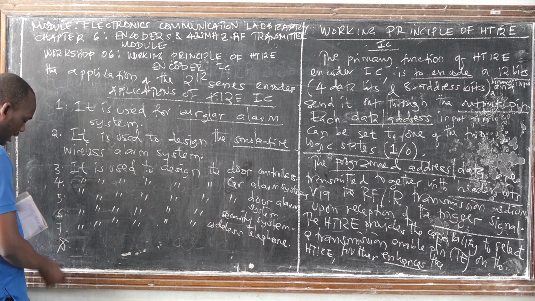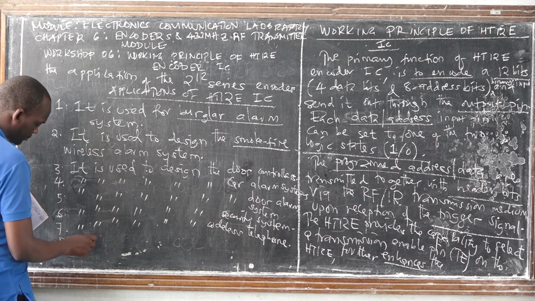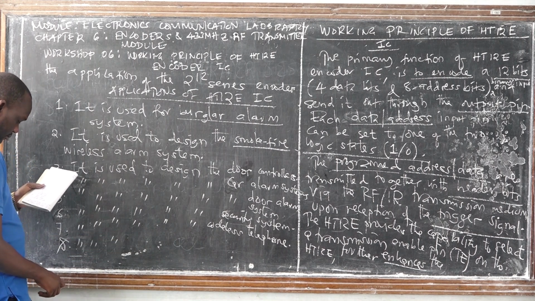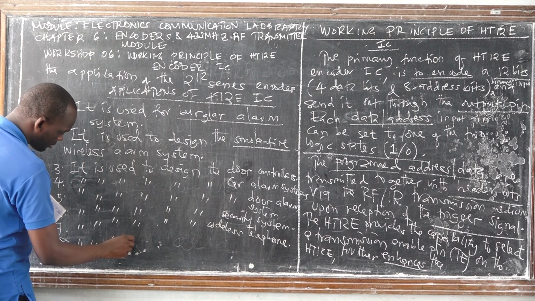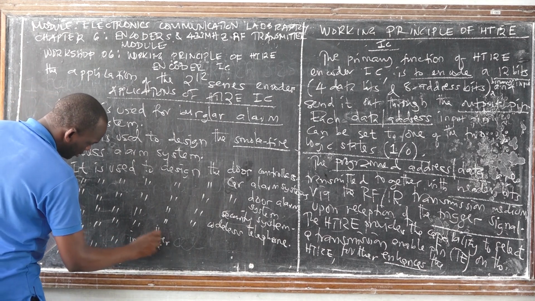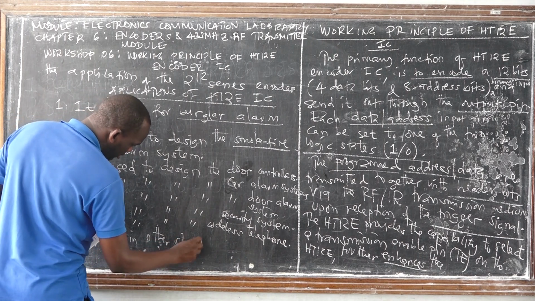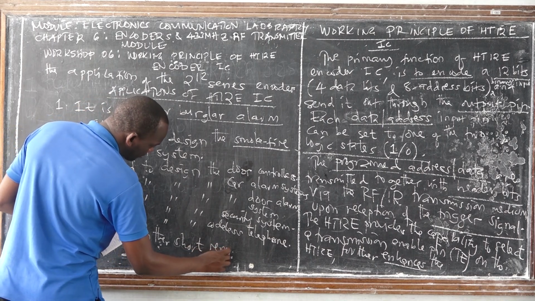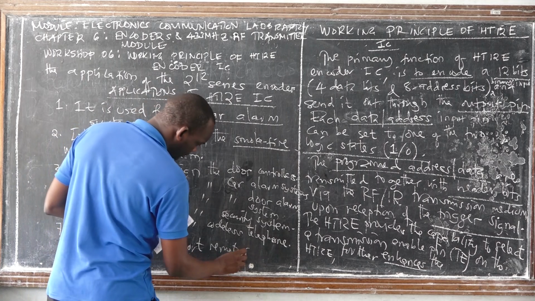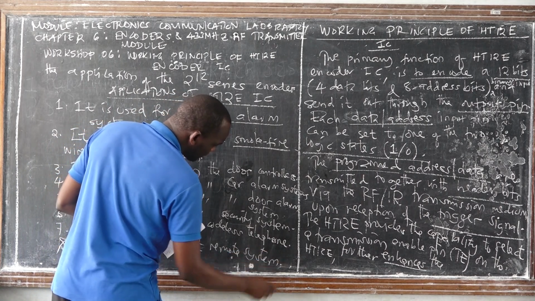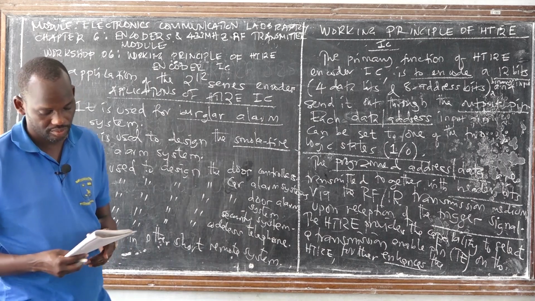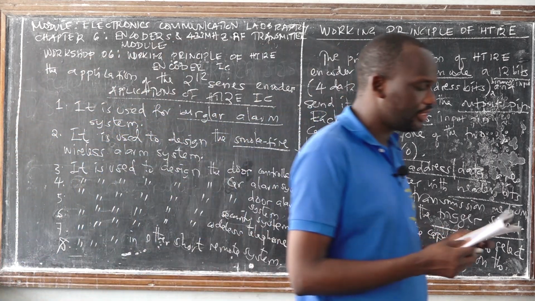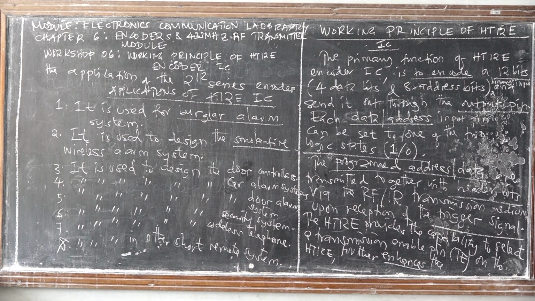This one is used in other short-range remote systems. So those are the 8 applications of the HT12E encoder in real life situation. That's why you have to learn and cover them.